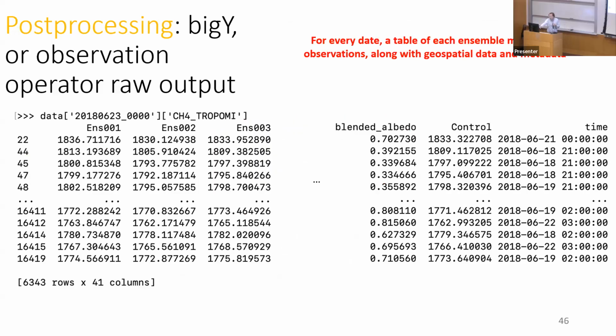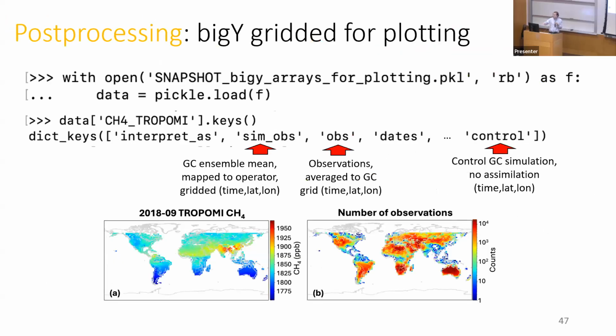So this is an example of what it looks like. You can see that for these different timestamps, we have these different methane mixing ratios. The ensemble members do not agree with each other because they have different emissions. It also automatically grids these big Y arrays for you for plotting. So you can automatically plot your simulated observations, so the GEOS-Chem ensemble mean with operator applied, your observations, everything else, and make these plots.